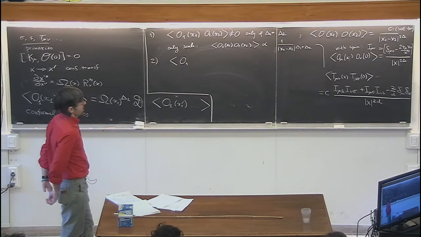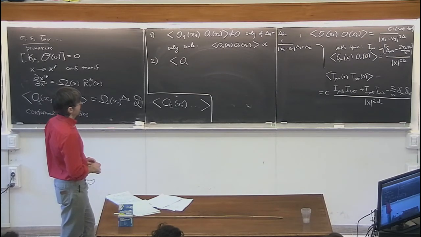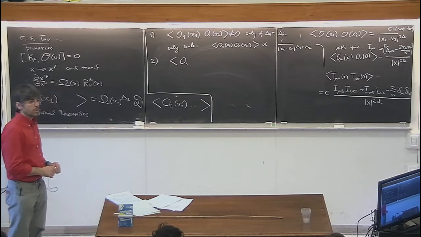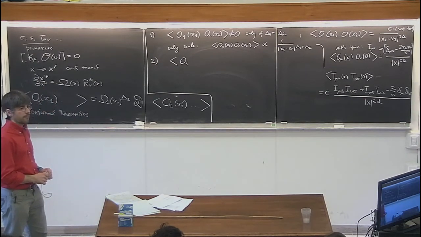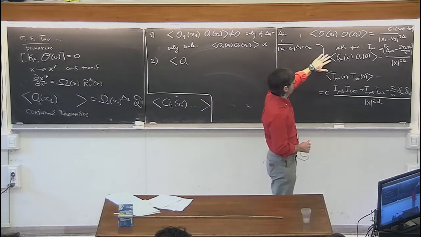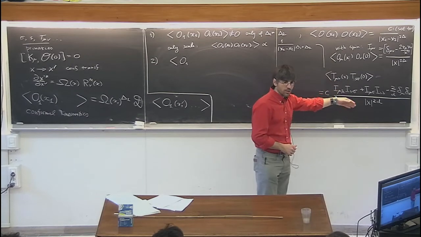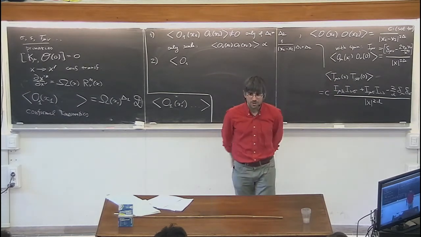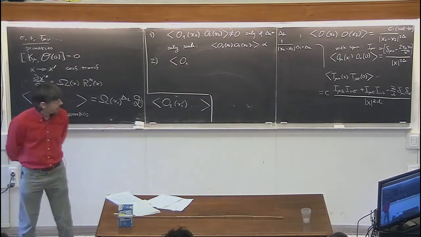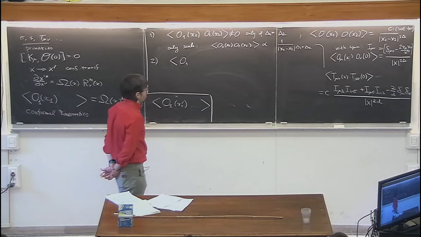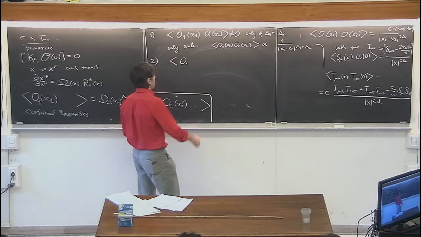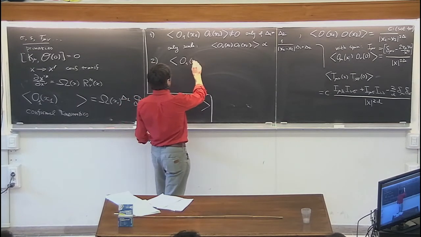So the 2-point functions are completely fixed. So here was spin 1, here spin 2, and then you go to generalize to arbitrary number of indices. Now the 3-point functions are also fixed, at least the functional form. So let me write down the formula.